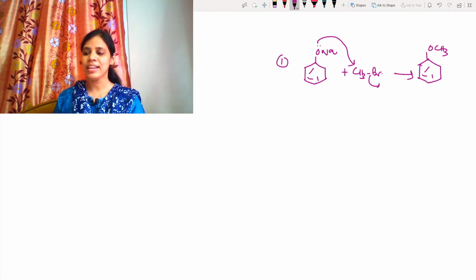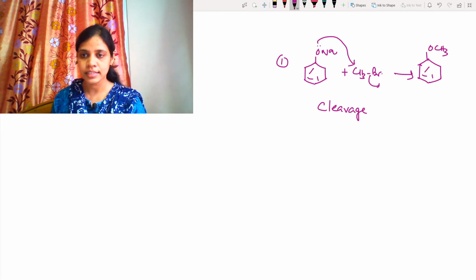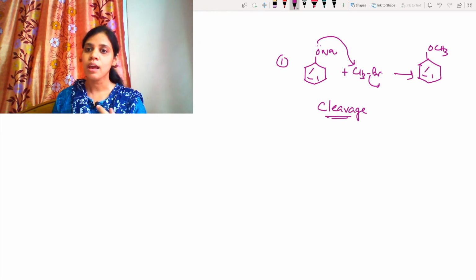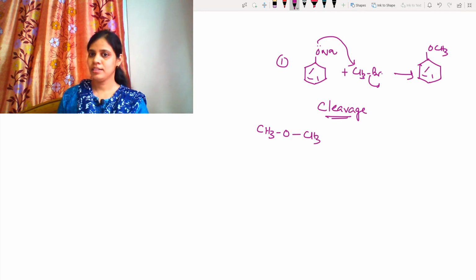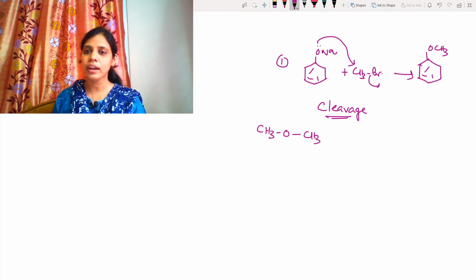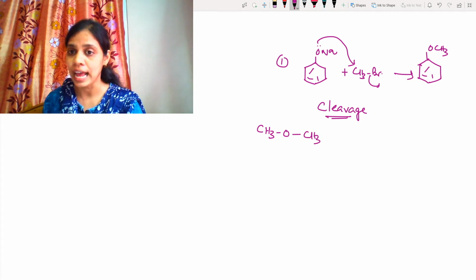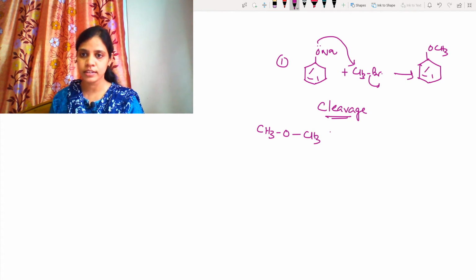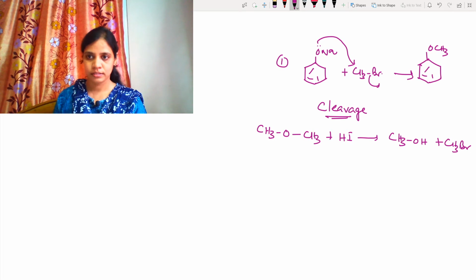Next, I will explain the cleavage of ether. You know, cleavage means breaking. So if I take any ether like this, methoxymethane, a simple ether, for cleavage of ether we have to supply a halogen acid. So if I take HI, what happens? We will get methanol and methyl iodide.